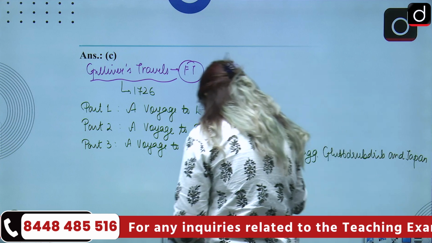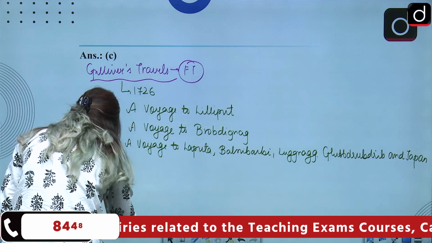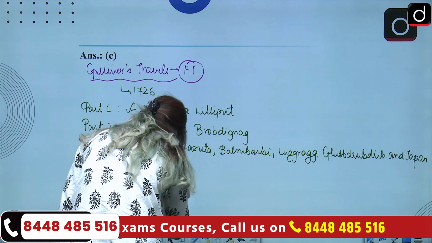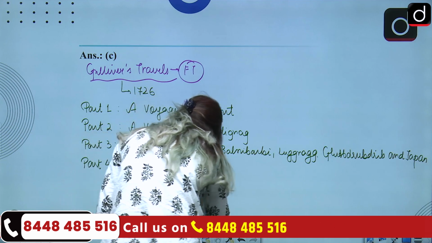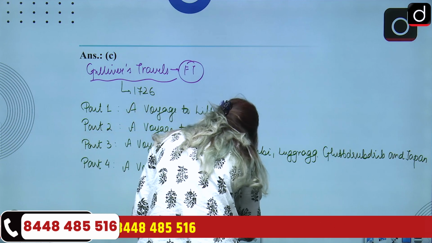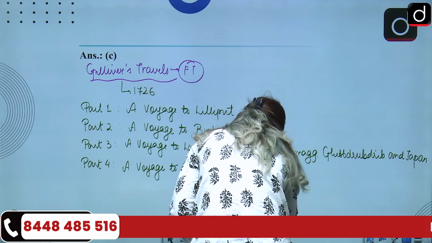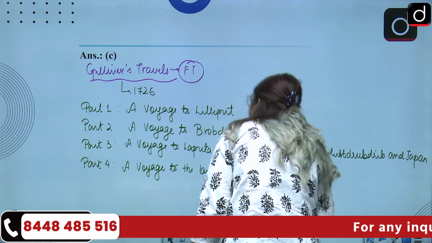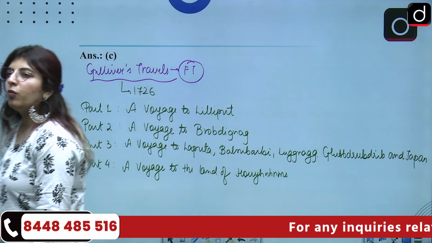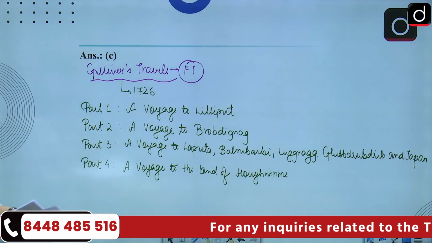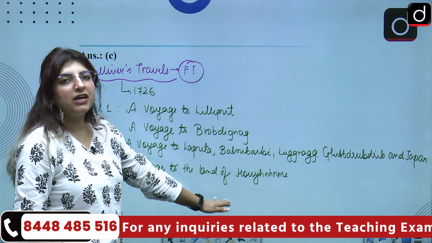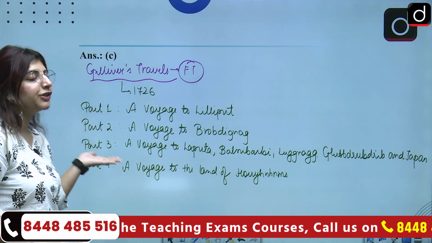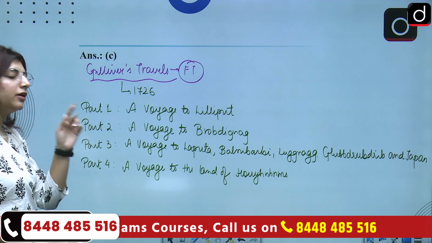And part 4 and the last one, A Voyage to the land of Houyhnhnms. Right. So Houyhnhnms, horses, yahan pe masters hain in this particular land, and Yahoos are humans who are serving those horses. So it's a different book.